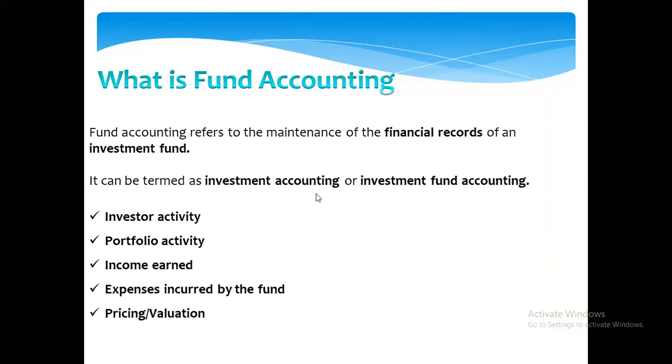Now let us understand what fund accounting means. Fund accounting refers to the maintenance of financial records. It is nothing but maintenance of accounts. You have to book the journal entries, book the ledgers, and prepare the profit and loss and balance sheet, all the basic stuff done in accounting. That is called fund accounting. But what is the difference between normal accounting and fund accounting? When we say fund accounting, it refers to the accounting of the investment fund.